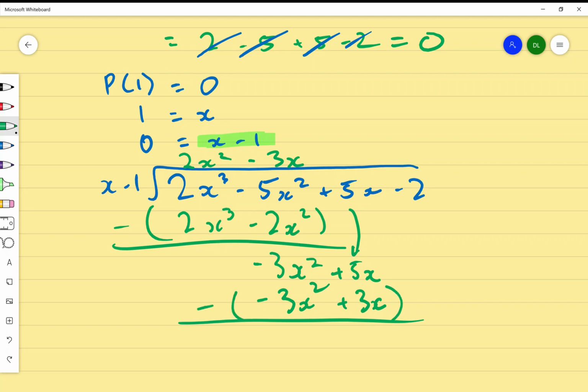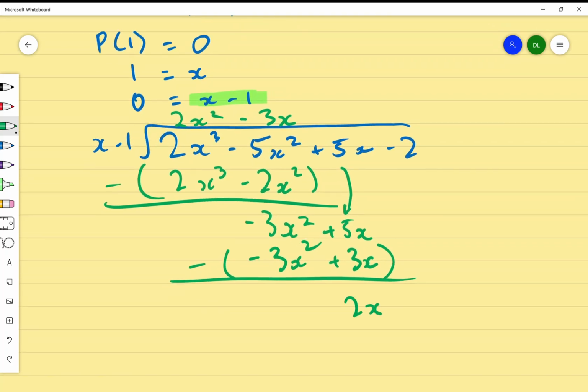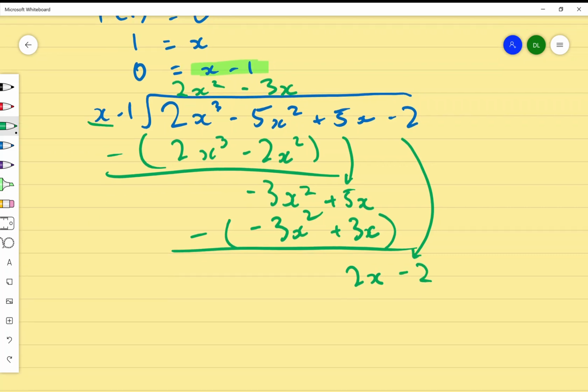So I'm subtracting those, obviously. So I get negative 3x squared take away negative 3x squared gives me 0. 5x take away positive 3x gives me 2x. Thank you very much. Positive 2x. I bring down the negative 2. What value do I have to multiply x by to get 2x? Obviously 2. So I'm going to write plus 2. And that gives me 2x minus 2. Ultimately, that gives me 0.